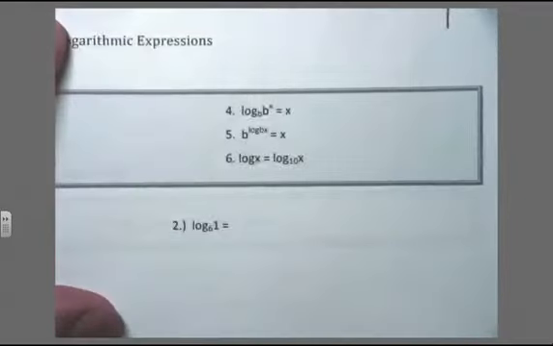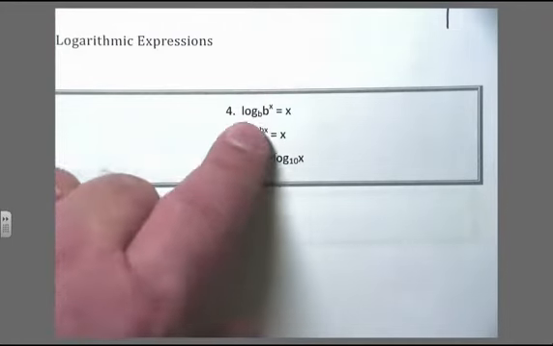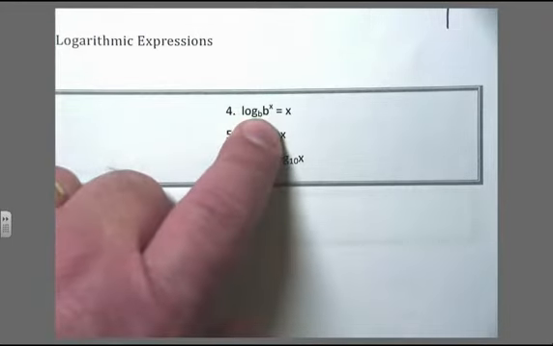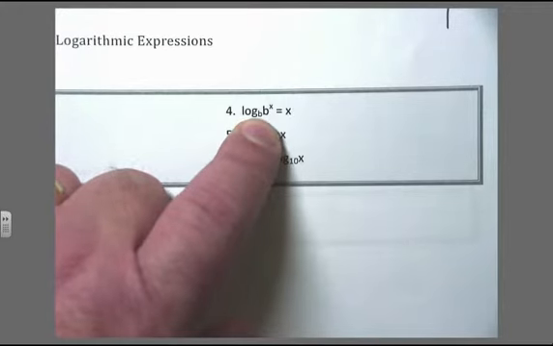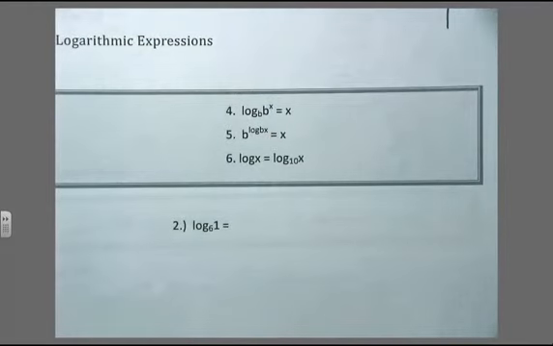Let me blow it up so you guys can see this in the back here. All right. b raised to the x is the exponential form. When you take the log of that same base b, the log and the exponential are inverses. They cancel each other out, and you're just left with x. So the log base b of b to the x is equal to x.